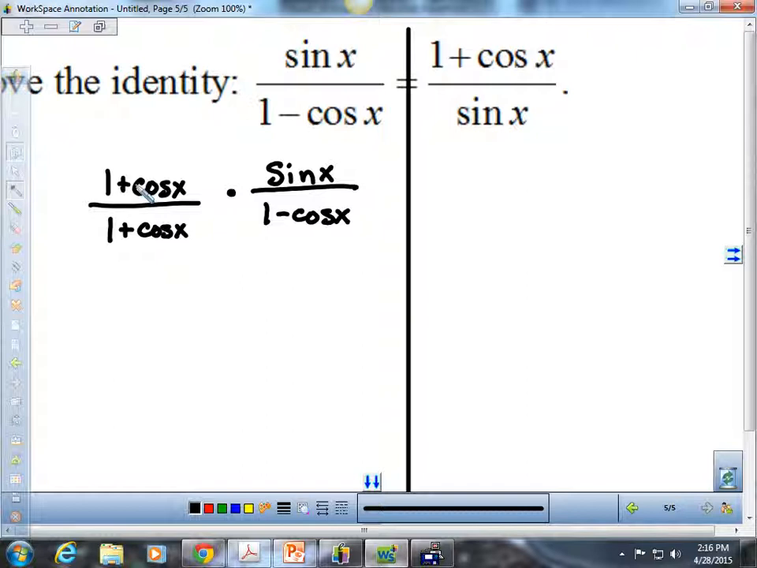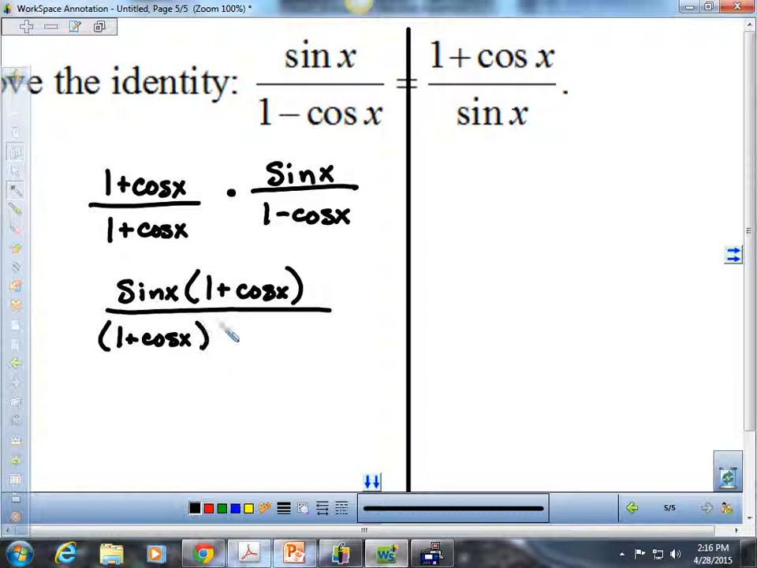Okay, completely legitimate move. I'm multiplying by what? Which does absolutely nothing. But what does it give me now? It gives me that 1 plus cosine x up in the numerator. And in my denominator, I now have 1 plus cosine x times 1 minus cosine x. Okay, so this was my first step. This was my second step.